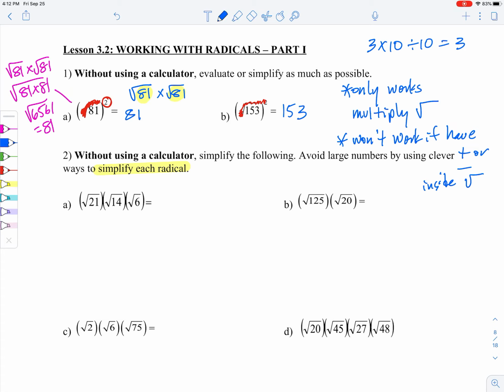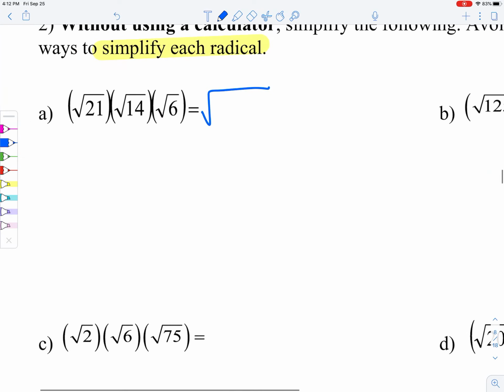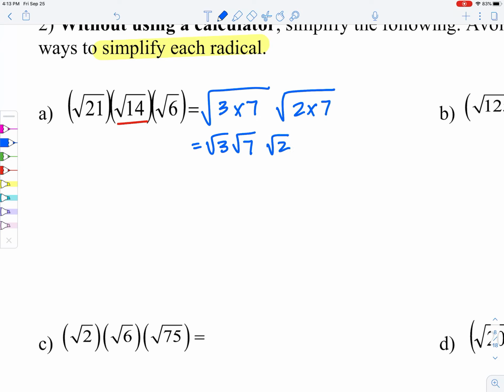So root 21, I'm going to make this bigger. Root 21, I can write as root 3 times 7, or I could just write it directly as root 3 times root 7. Looking at root 14, I could write that as root 2 times 7, or root 2 root 7, because all the squished together mean multiplies. And then the last one, root 6, I can just write as root 2 times 3, or root 2 times root 3.